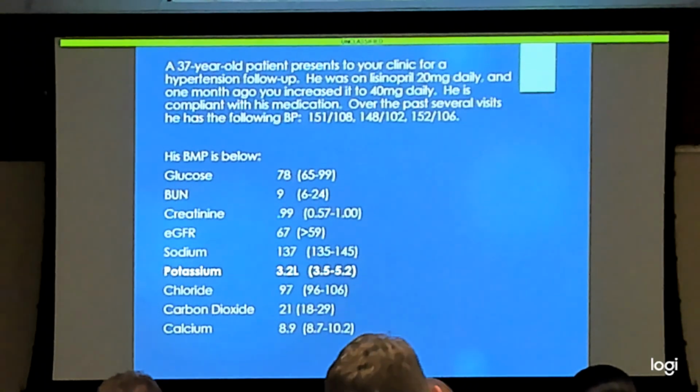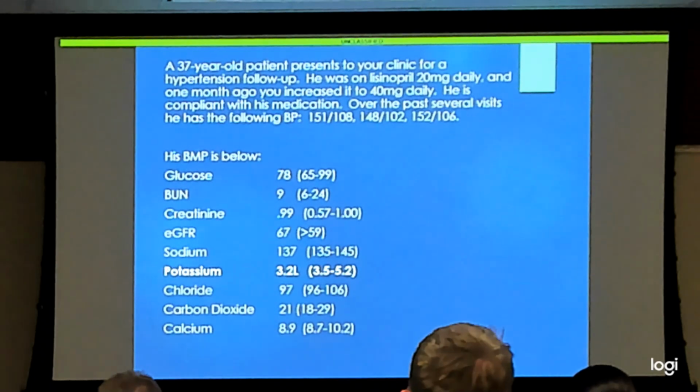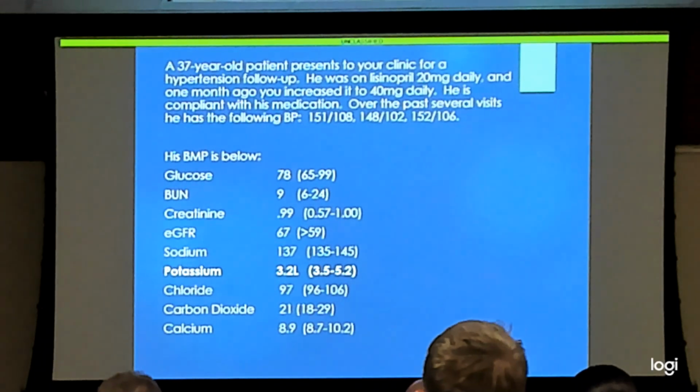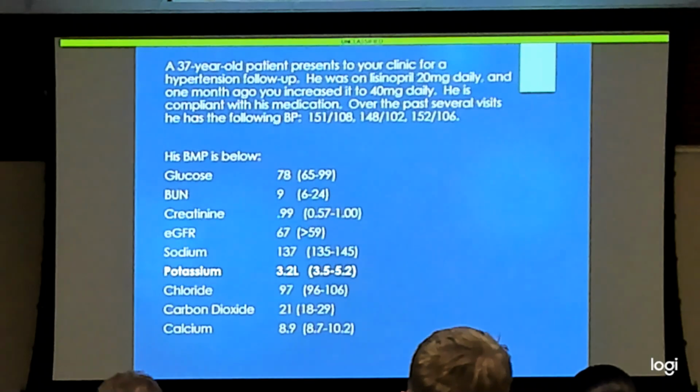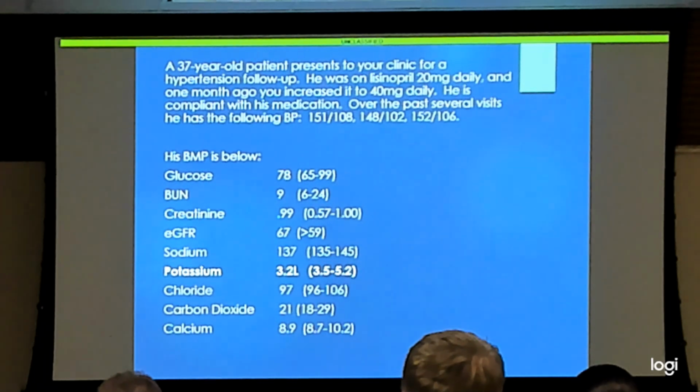All right, a 37-year-old patient presents to your clinic for hypertension follow-up. He was on lisinopril 20 milligrams a day, and 1 month ago you increased it to 40 milligrams per day. He complies with his medications, always important. Over the past several visits, he had the following blood pressures. You can read them. They're not amazing.